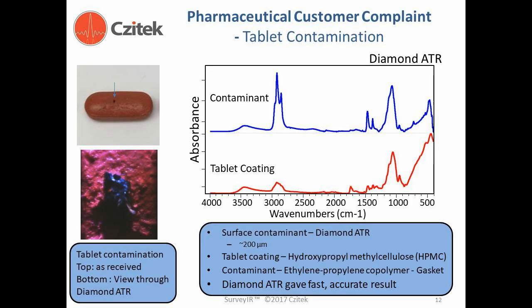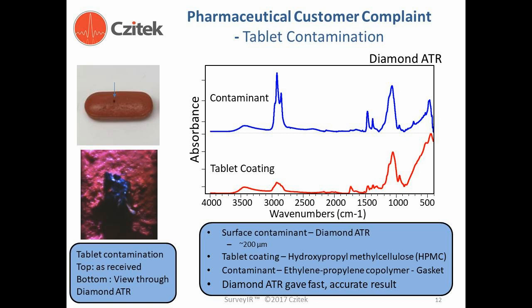The first example presented relates to a customer complaint, contamination on the surface of a pharmaceutical tablet. An unmagnified image of the defect spot on the tablet is displayed at the upper left. On bottom left is a magnified image of the spot recorded through the diamond ATR using oblique illumination on SurveyIR.